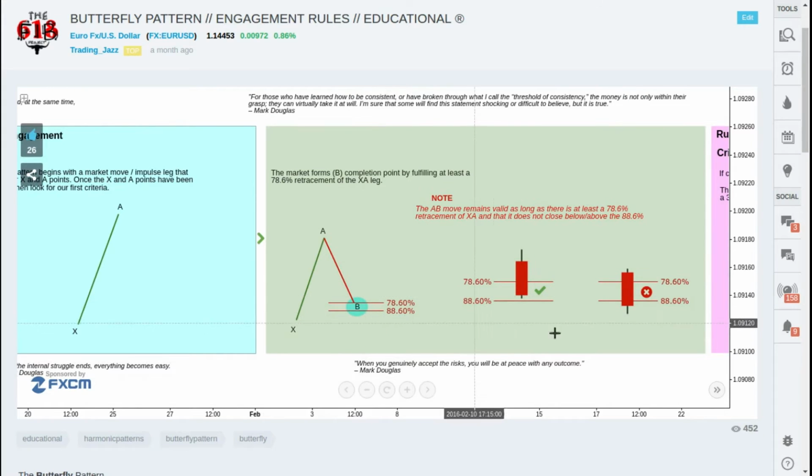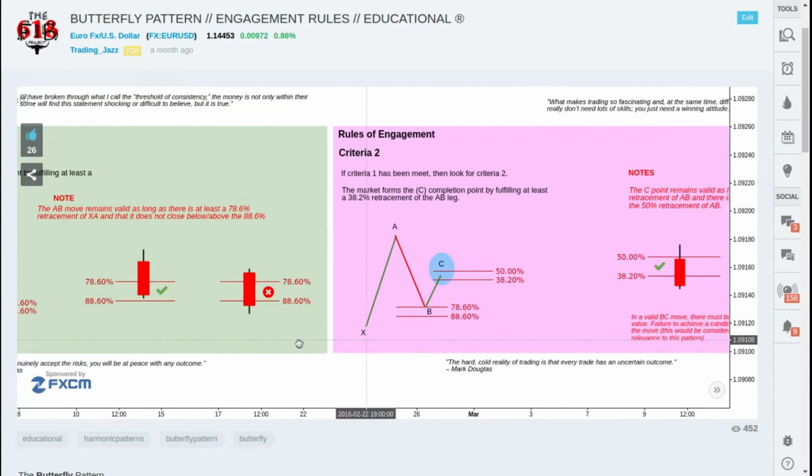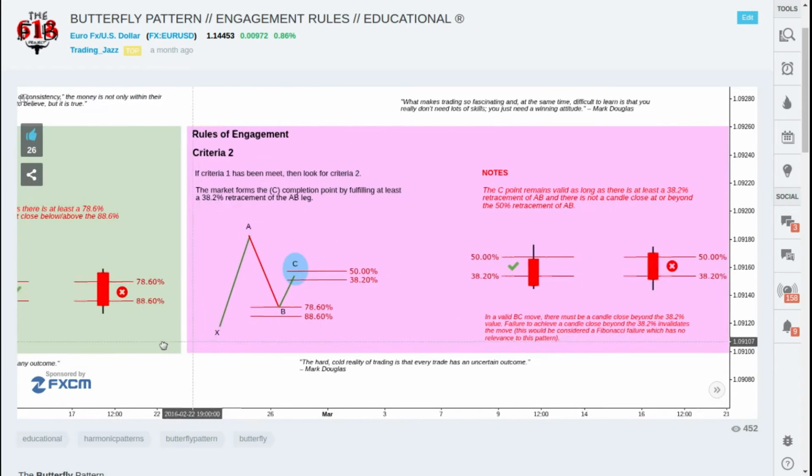Note: the A to B move remains valid as long as there is at least a 78.6% retrace of X to A and it does not close above the 88.6%. Criteria 2. If criteria 1 has been met, then look for criteria 2.